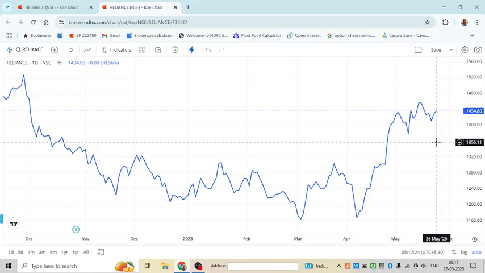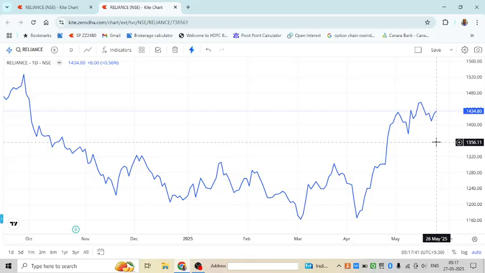Friends, let us see the characteristics of the line chart first. Then I will explain the candlestick chart. Then I will explain the difference between the two and when to use which chart. So this video will be in 4 parts.